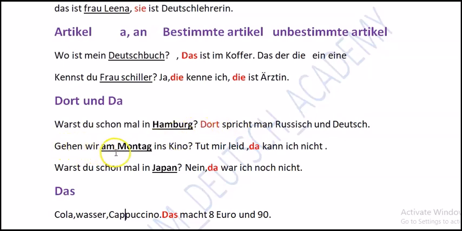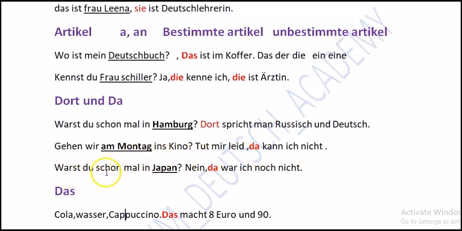The next one is, gehen wir am Montag ins Kino? We are asking someone, are we going on Monday to the cinema? Montag means Monday. Here the next person says, tut mir leid. It means I'm sorry. Da kann ich nicht. It means there I can't go. Da kann ich nicht. Da means to the cinema. I can't go.